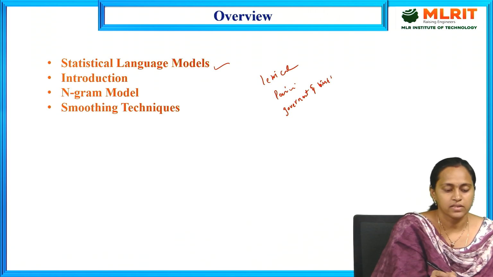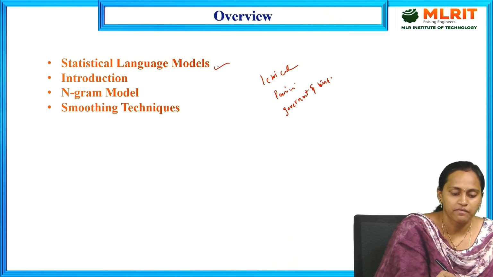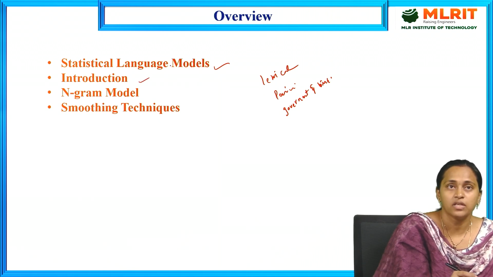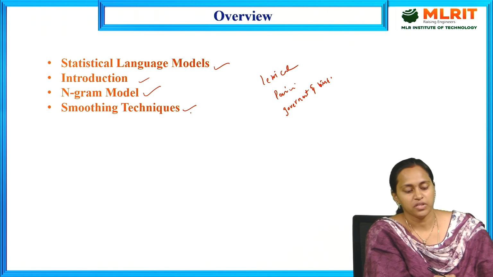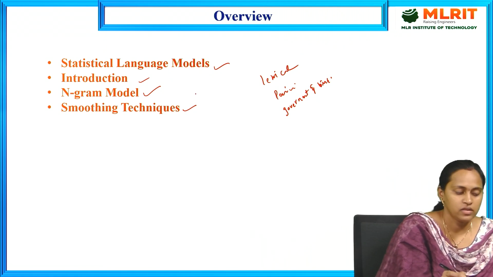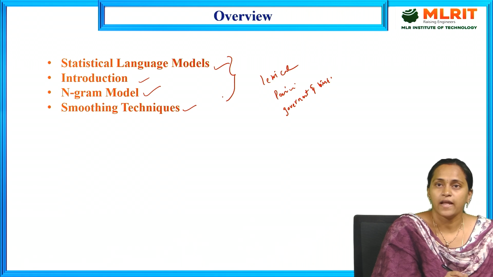Today we discuss statistical language model and a design introduction to it. In the statistical language model, we are using the n-gram model. To overcome the probability of 0, we are using 2 smoothing techniques: add-one smoothing and Good-Turing smoothing. Let's discuss all these topics. This is the overview of the statistical language models.